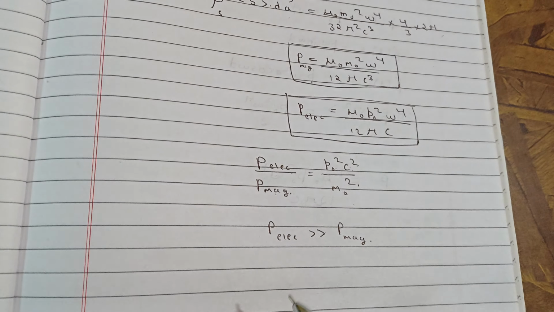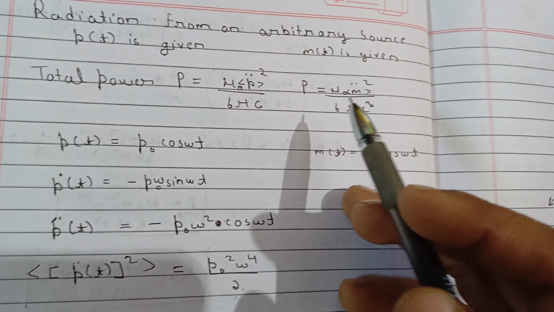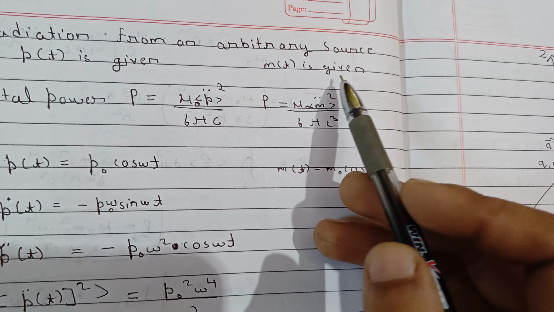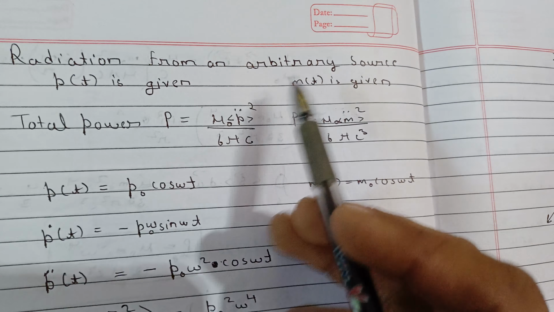That was the P electric. So this was the same expression. So if you consider any function, if you know the P(t), you can find the power transmitted. Similarly, you can see for the M(t) also, just consider the M(t) as we considered in the last case, and you will get the same power. So if any other function P(t), M(t) is given, you can find out the power directly.